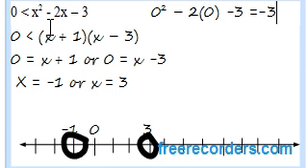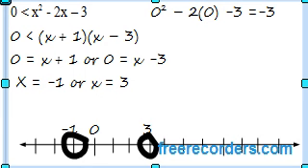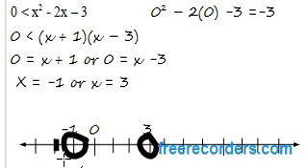And for my inequality, I want 0 to be less than this expression. If x is 0, this expression equals negative 3. So it is not less than 0. So I know that between the numbers will not work. So I have to shade outside the numbers.